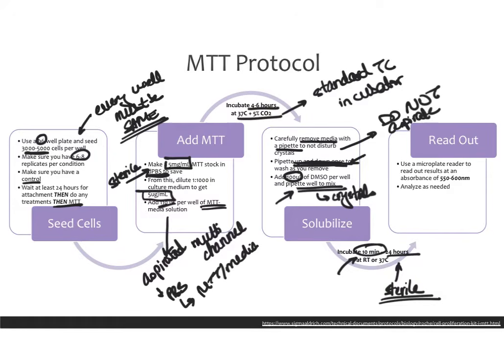And then finally, you will read out the results. And so you'll use a microplate reader. It reads an absorbance of 550 to 600 nanometers. And then you analyze your plate, which we'll talk about in a second. So make sure this makes sense. It's a simple protocol, but there are some key points that are important to keep in mind.